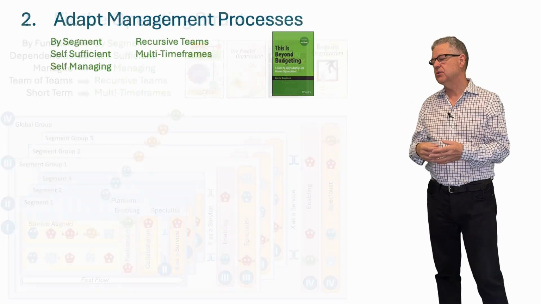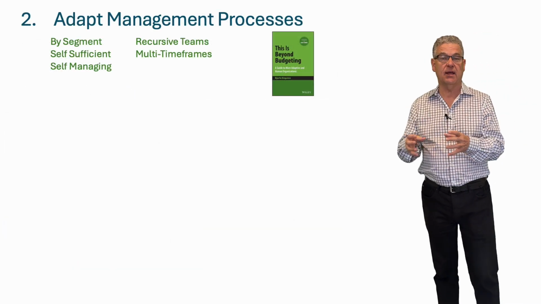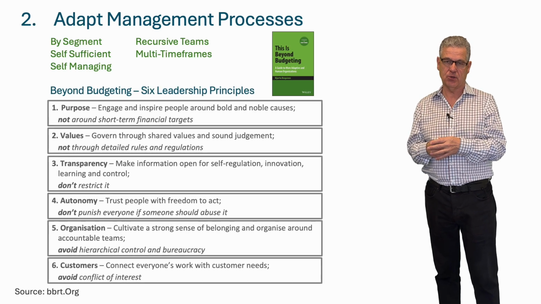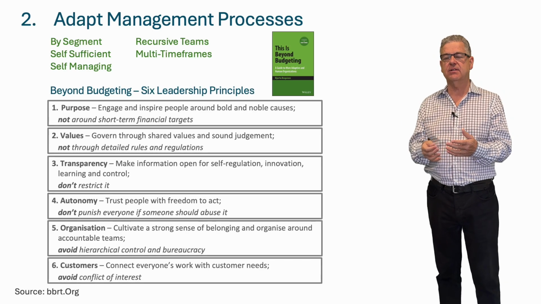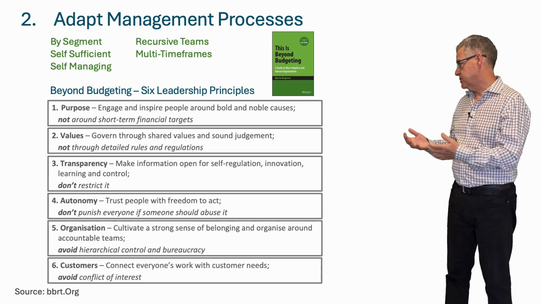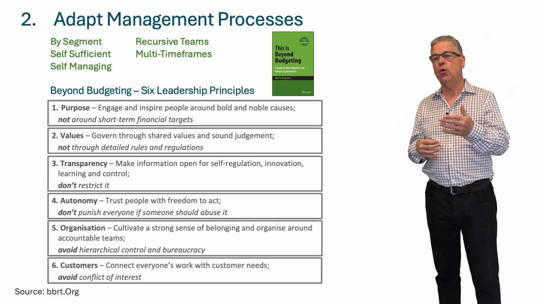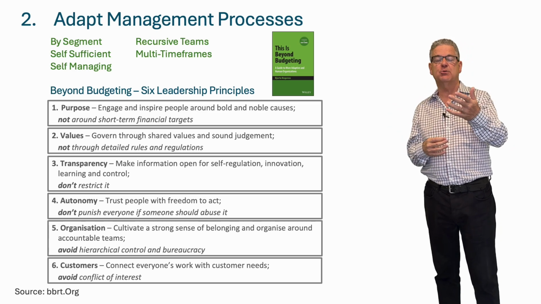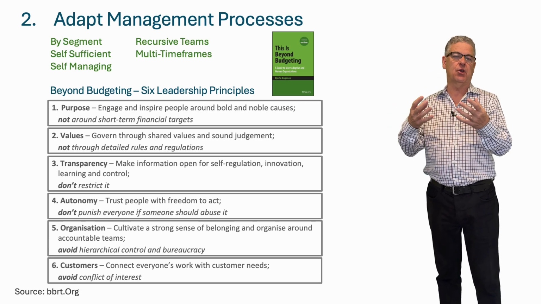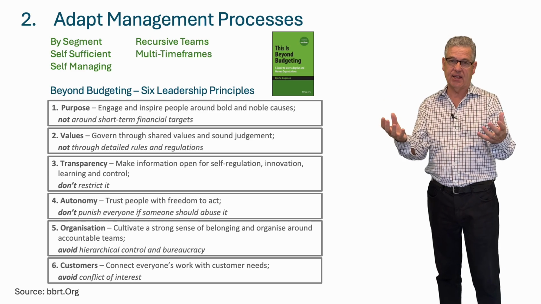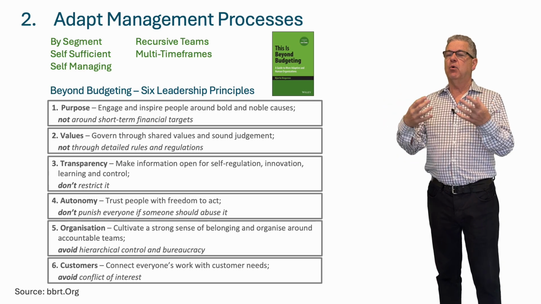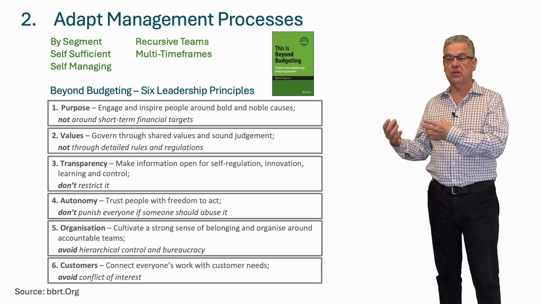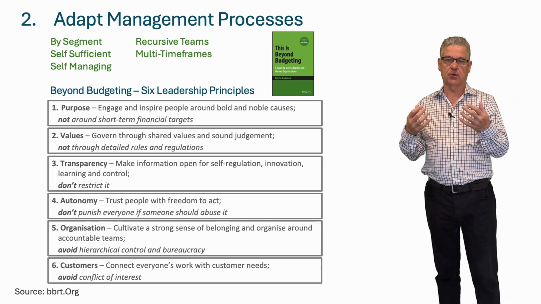So we can now go to the Beyond Budgeting Roundtable and their 6 leadership principles and their 6 management processes. Now what's interesting about this is, if we take the first leadership principle of purpose, we can all agree with what they say we should be doing. We should engage and inspire people around a bold and noble cause. And we actually say things like that. But what we do is manage to short-term financial targets. So we've got to stop that.